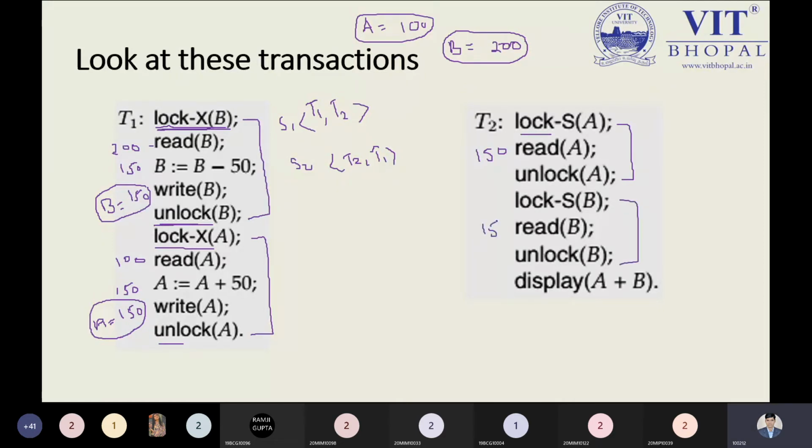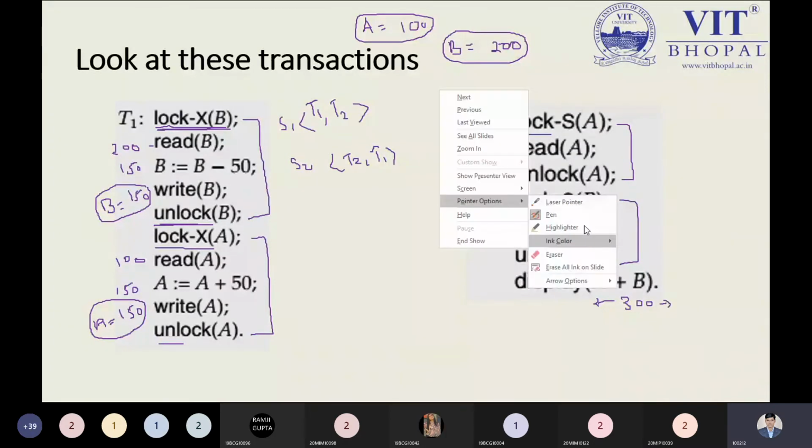From this case, what I'm doing right now is just reading the B value, so that is 150. And after this point, we have the values of A and B. Now I display A and B. From this point, I will get the value 300. Okay, so this is the value.